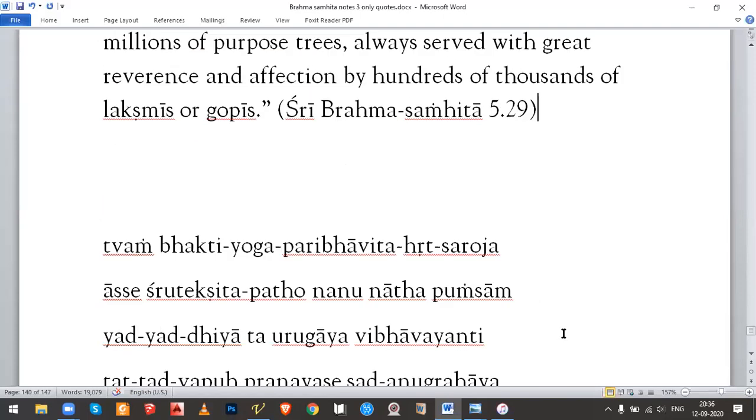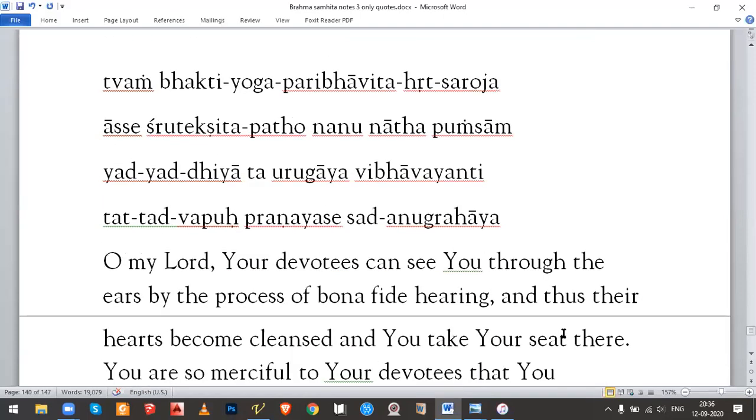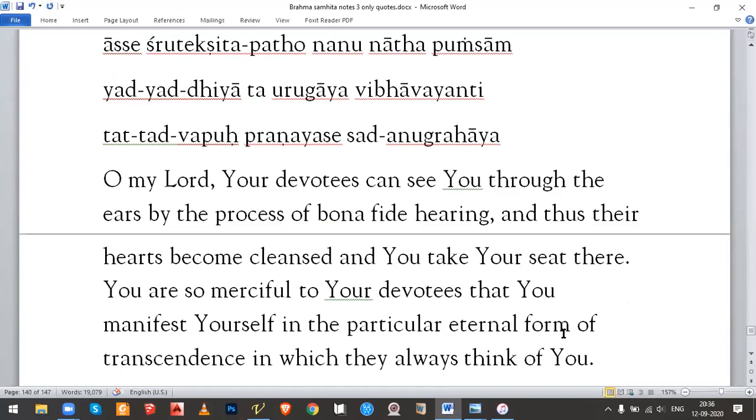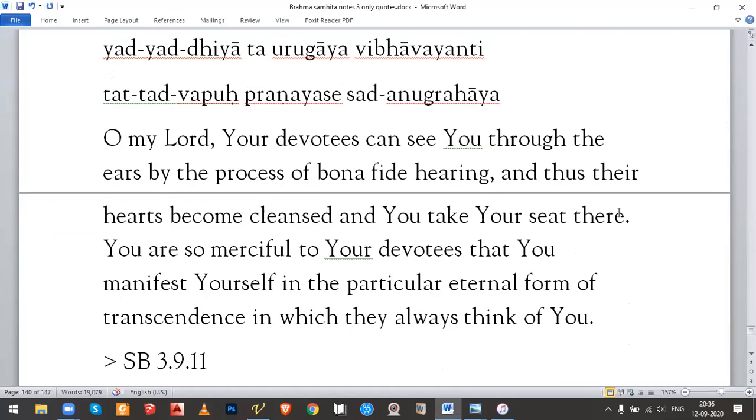So Srila Prabhupada quotes here from the third canto. He says like this: Oh my Lord, your devotees can see you through the ears by the process of bona fide hearing. And thus their hearts become cleansed and you take your seat there. You are so merciful to your devotees that you manifest yourself in the particular eternal form of transcendence in which they always think of you.